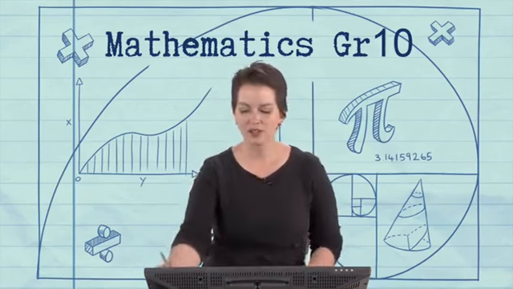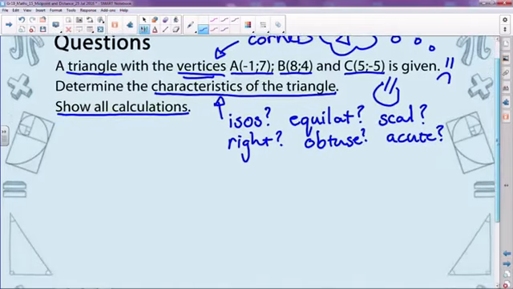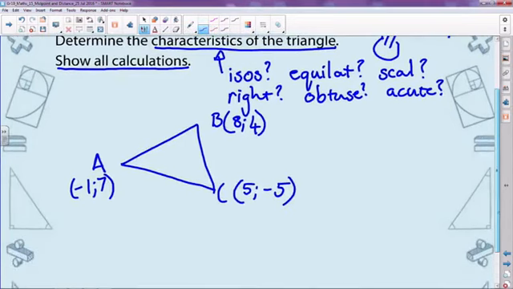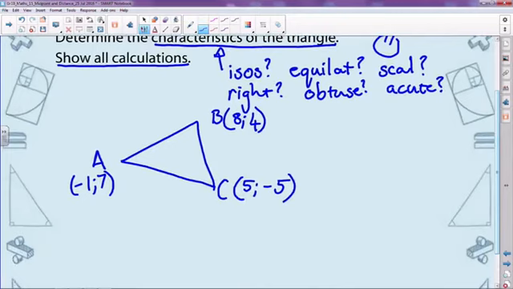Let's see. Okay, so we have 3 corners. I'm not going to draw it to scale or anything, but it does help me to just picture some kind of triangle. I have A, which has a coordinate of -1 and 7. I have B, which has a coordinate of 8 and 4. And I have C, which has a coordinate of 5 and -5. It's definitely not to scale. There's nothing to scale about this, but it'll just help me.